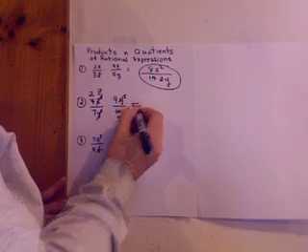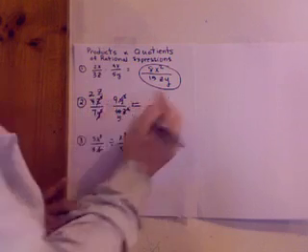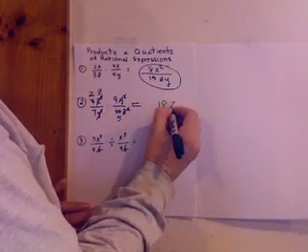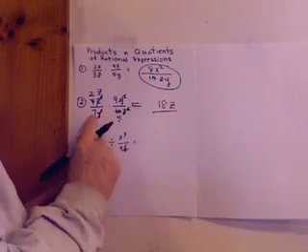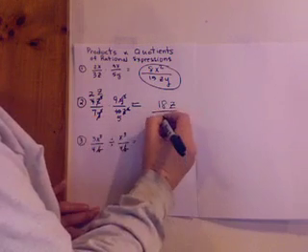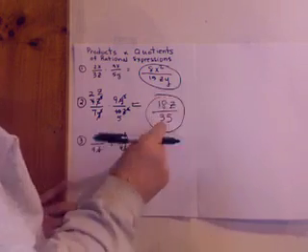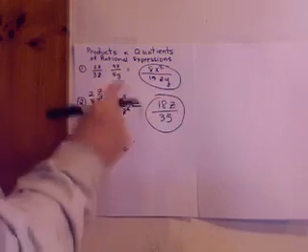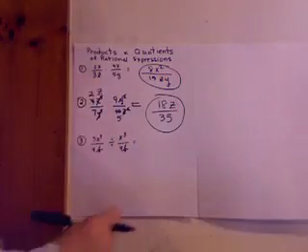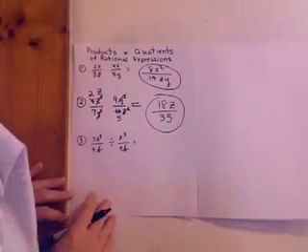Now, multiply what's left. 2z times 9, 18z. 7 times 5, 35. I should check again to see if any of these reduce. Sometimes I don't get all the reducing done in the first step, so always check your answer.